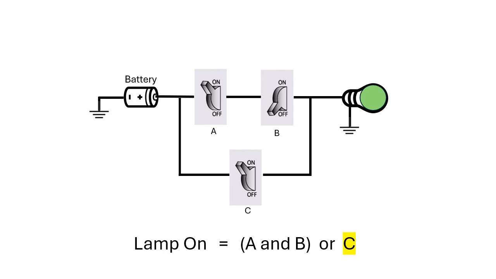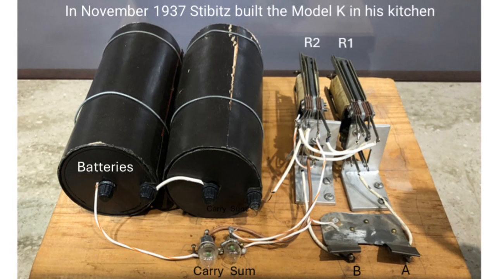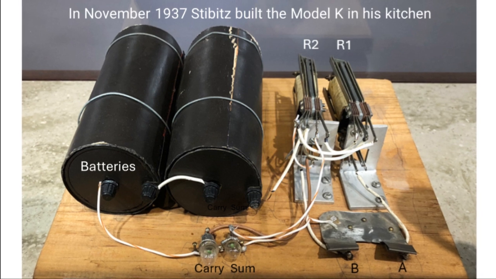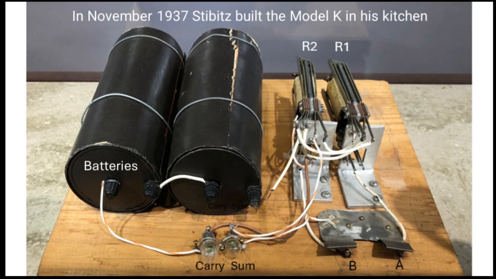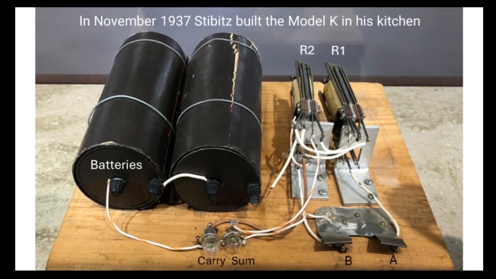This idea can be expanded to implement math. The first 1-bit digital adder was built by George Stibitz in 1937. He was a mathematician at Bell Labs. It only uses 2 relays with 2 hand-operated input switches. 2 lamps indicate the output values. It was the first electromechanical computer built in America.